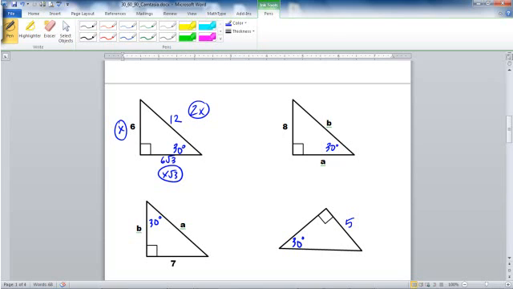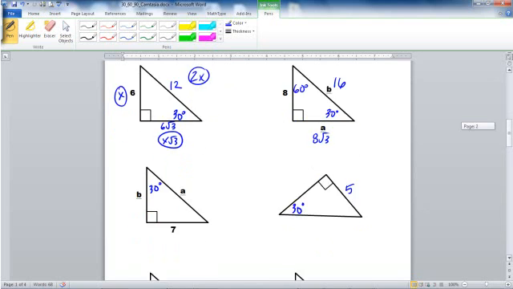Let's try that again. So across from the 30 is my 8. I attach a root 3 to it to get my other leg, which is across from the 60. And then my hypotenuse is taking what's across from the 30 and doubling it. Across from the 30, x, and doubling it, 2x. So 2 times 8 is 16.